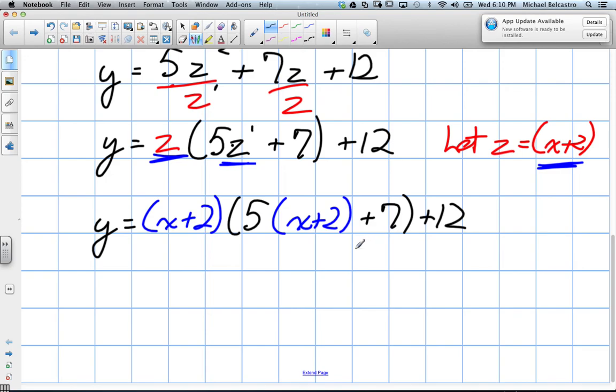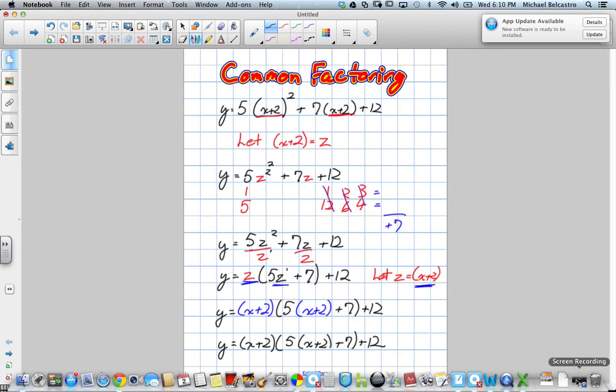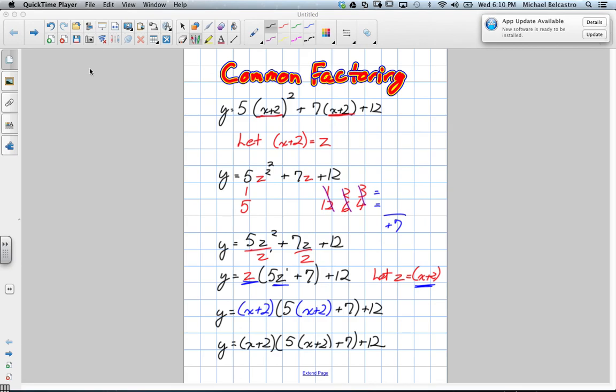But the idea is sometimes we represent these. Oh, I changed the number, that's why. We change these to help us do a set of factoring. So this is a factored type form, but a bit convoluted. And I'll rewrite it all again in black. So it looks like x plus 2, 5, x plus 2, plus 7, plus 12. Okay? Now, that would be an example of common factor.